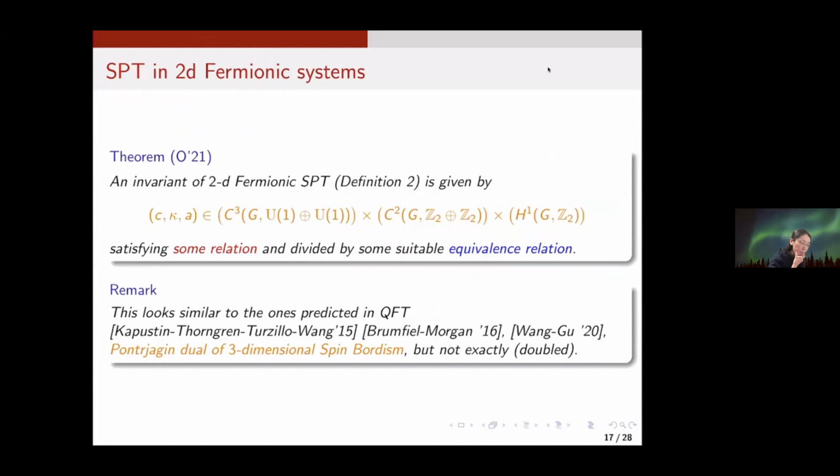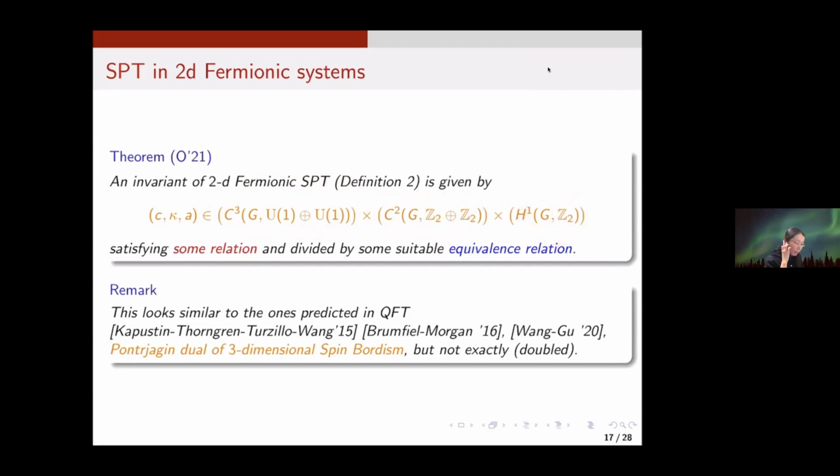So we found some invariant of a two-dimensional SPT, and it's described by these things. So we are having a direct sum of U1 group and the direct sum of Z2 here. And the first entry is a 3 cochain, and second one is a 2 cochain, and third one is first group cohomology or group homomorphism from G to Z2.